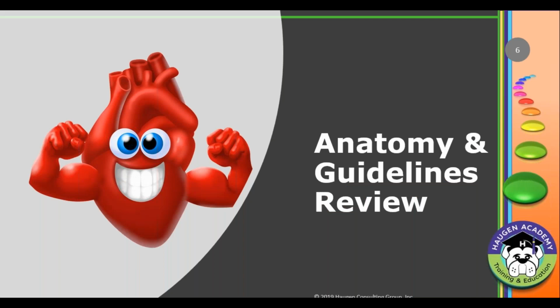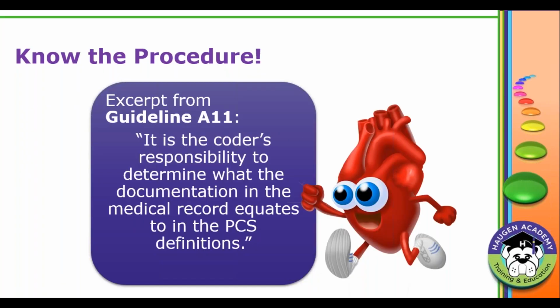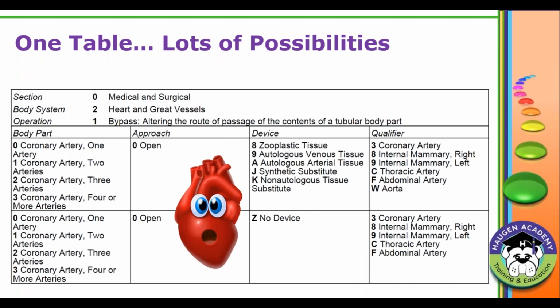So, a quick review of anatomy and guidelines. The first guideline that I always like to pull out, and I think it's probably my favorite PCS guideline, is A11, which talks about the fact that it is our responsibility as coders to read what's in the record and translate that into the PCS codes and the PCS definitions. We don't expect our physicians to use the same terminology that we as coders use, but it solidifies the need for us to have a really strong understanding of anatomy and the procedural process and how these procedures are performed. It seems pretty simple and straightforward.